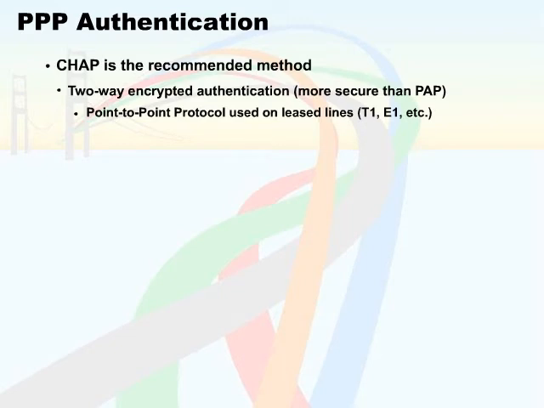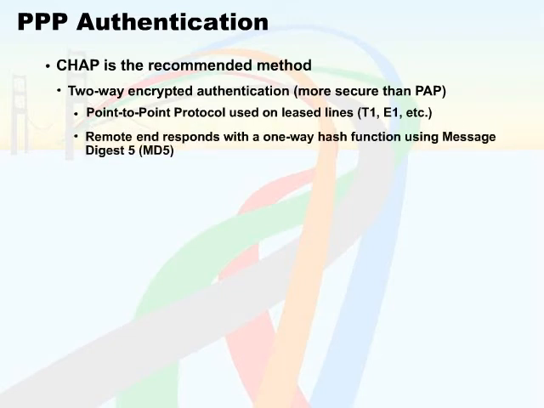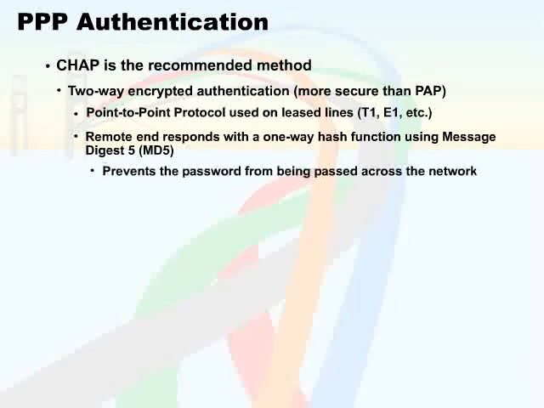Once the challenge has been issued, the remote end is going to respond with the results of a one-way hash function using what's known as a Message Digest 5 or MD5. And the beauty of the MD5 is that it actually takes the local username and password that's defined, and it feeds the password through a hash function, and then sends the results of that hash function to the remote end. The remote end is going to perform the same exact function on the same password, and then compare the two results. Now, what this does is it prevents the actual password from being passed across the network.